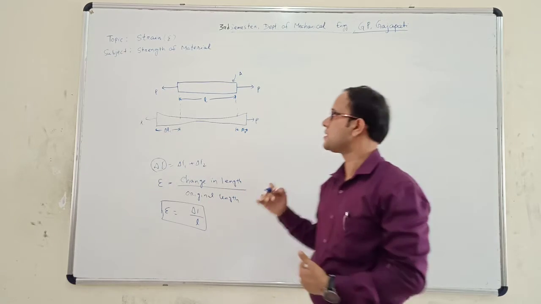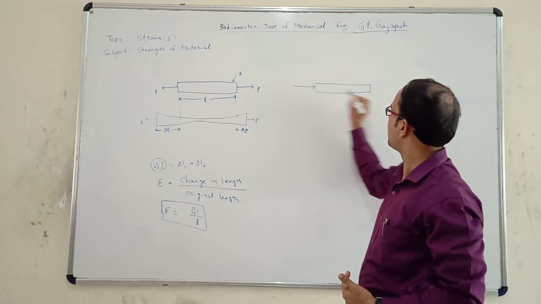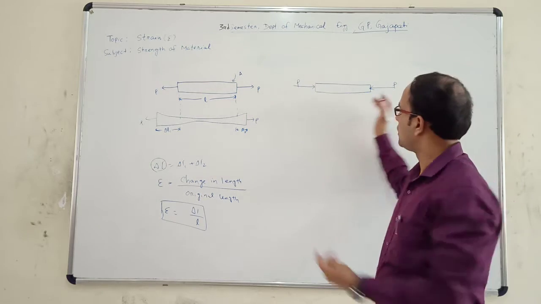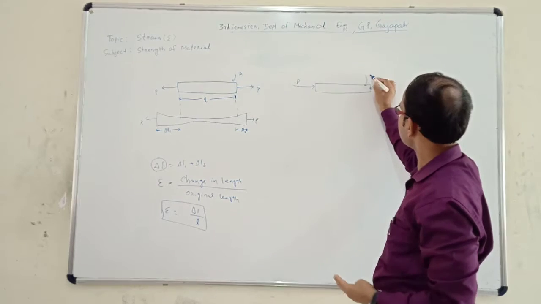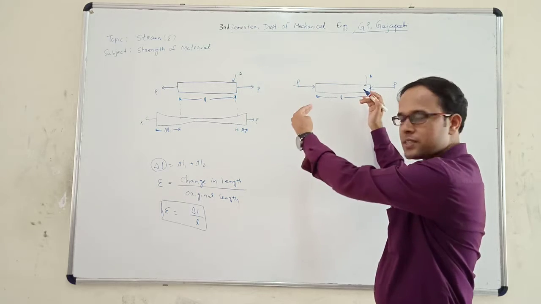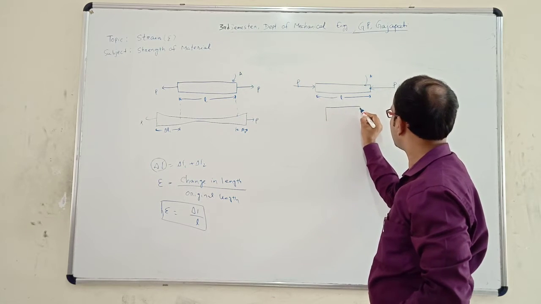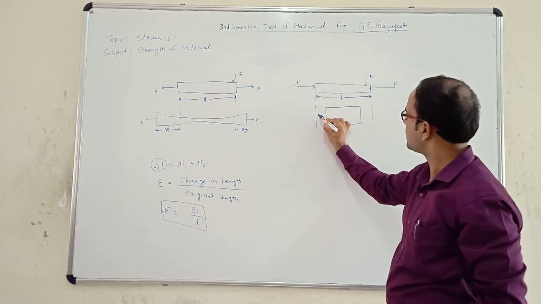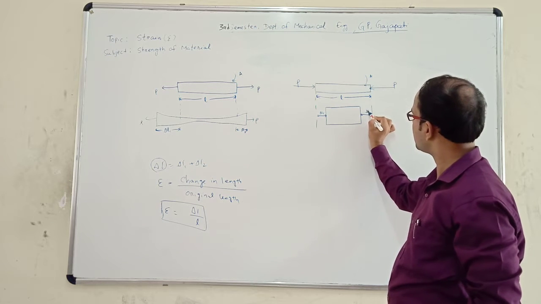Similarly, come to compressive force. Suppose this is a body and we are applying two pushes, compressive force. Now due to this force, the length will decrease. Let the original length be L. Now after the application of this P, let the shape change to this one. So what is the change in length? This amount and this amount. Let this be delta L1 and this be delta L2.